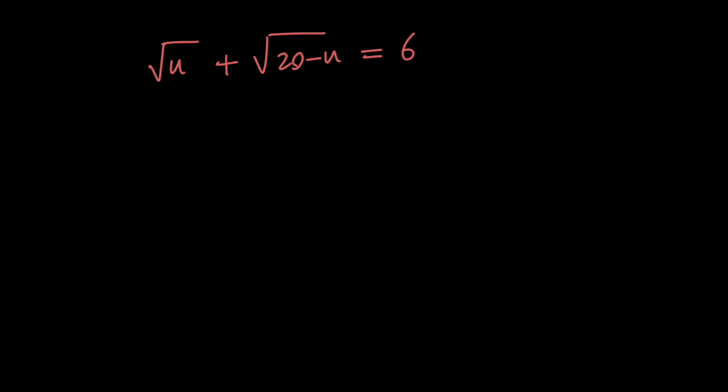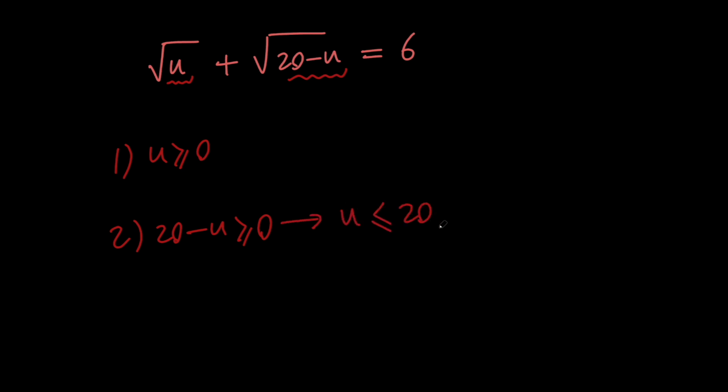Now, let's go ahead and solve this for u, but before we do that, let's talk about the domain of this equation. Obviously, we want this and this to be non-negative. So we want u to be non-negative, and we want 20 minus u to be non-negative as well. This means that u should be less than or equal to 20. If we put these two together, we can say that u should be any number between 0 and 20, including both 0 and 20. So let's keep this in mind.